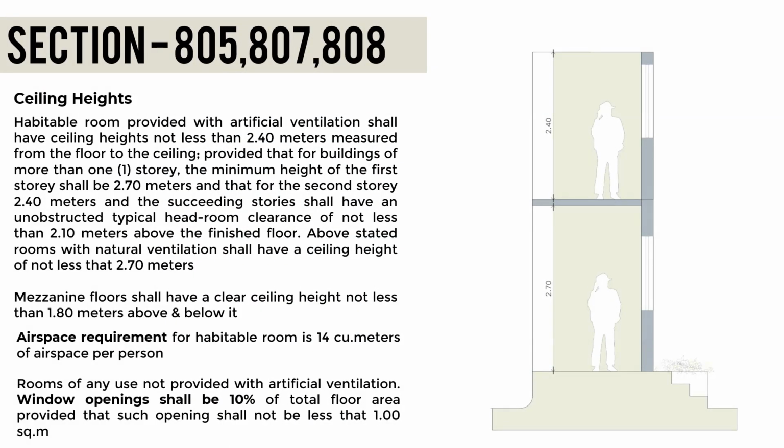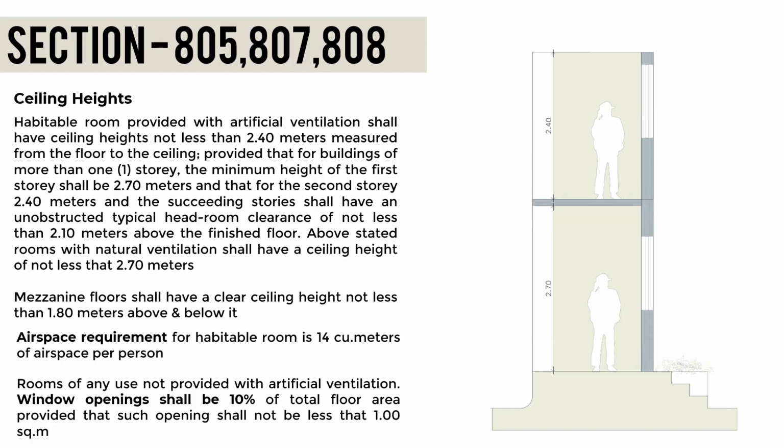So, Section 805, 807, and 808 of the NBC states that ceiling heights for habitable rooms provided with artificial ventilation shall have ceiling heights not less than 2.4 meters measured from the floor to the ceiling, provided that for buildings of more than 1 story, the minimum height of the first story shall be 2.7 meters, and for the second story, 2.4 meters, and the succeeding story shall have an unobstructed typical headroom clearance of not less than 2.10 meters above the finished floor.